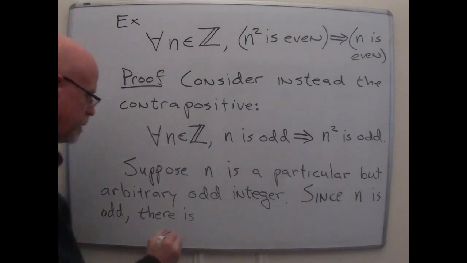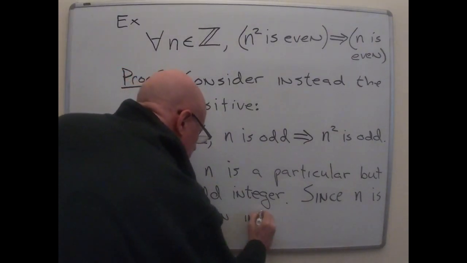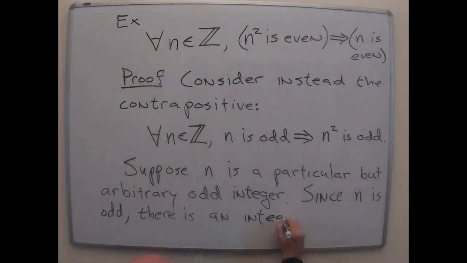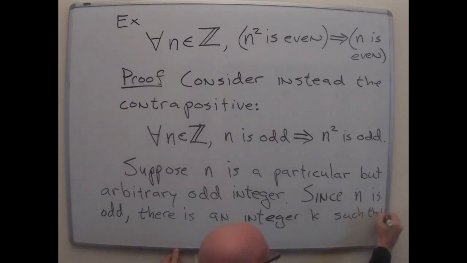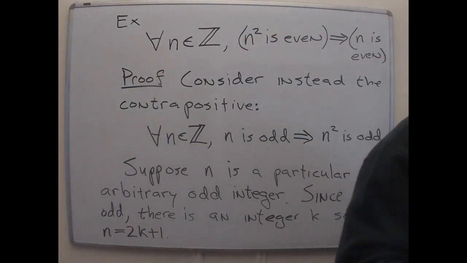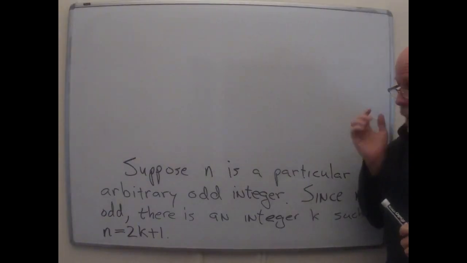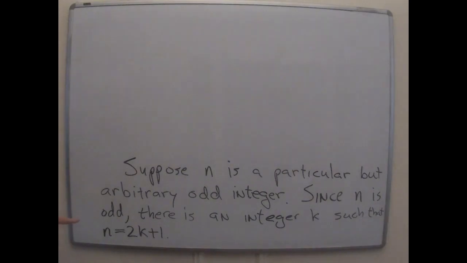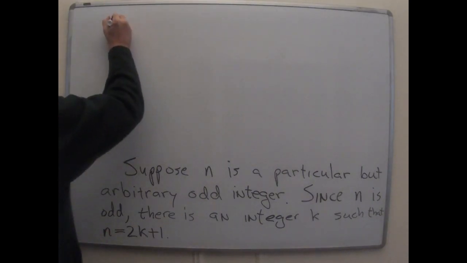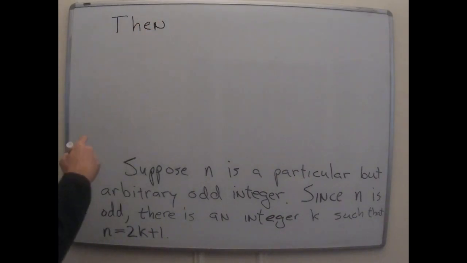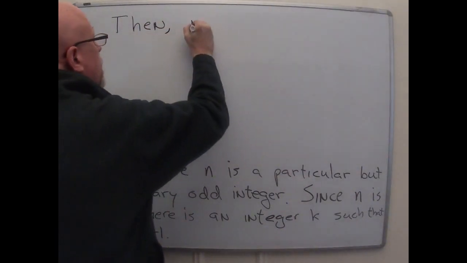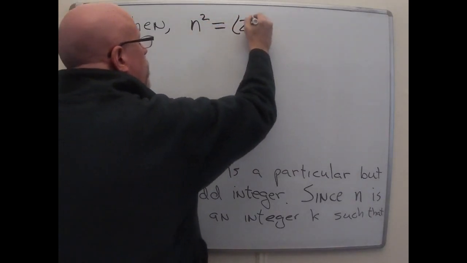since n is odd, there is an integer k such that n looks like 2k plus 1. Let me clear the board and we'll continue from the top. So we've got that n can be expressed as 2k plus 1. So then we need to get to our conclusion, which is about n squared being odd. Then n squared, well, that's 2k plus 1 squared.